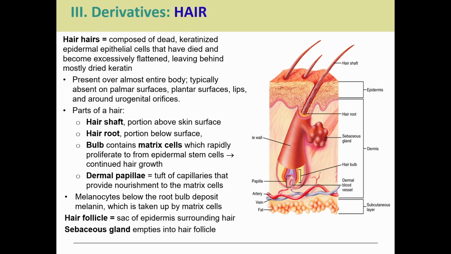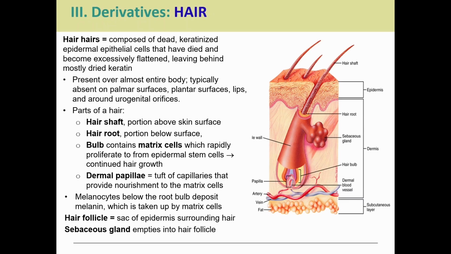Now, these guys are going to get their nourishment basically from the capillaries that are around the dermal papillae to kind of nourish and make the matrix cells happy. Just right below that, we do see melanocytes, which will make the melanin that gets taken up by the matrix cells when we build the hair. So this is what would give your hair color.